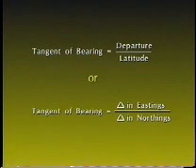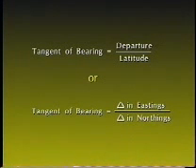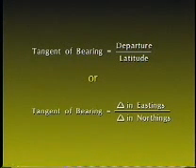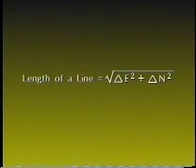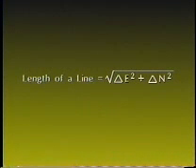The tangent of the bearing is the departure divided by the latitude, which can also be stated as the tangent of the bearing equals the difference in eastings divided by the difference in northings. The length of a line can then be determined by the following formula. The length of a line equals the square root of the difference of the eastings squared plus the difference in the northings squared.